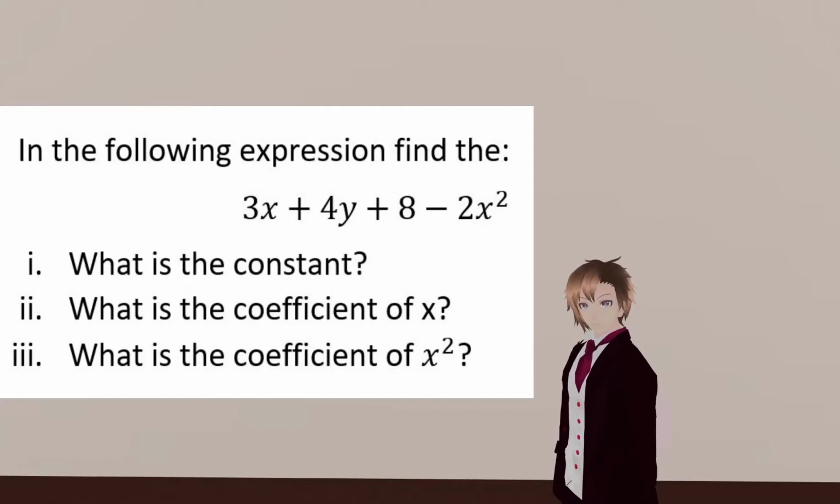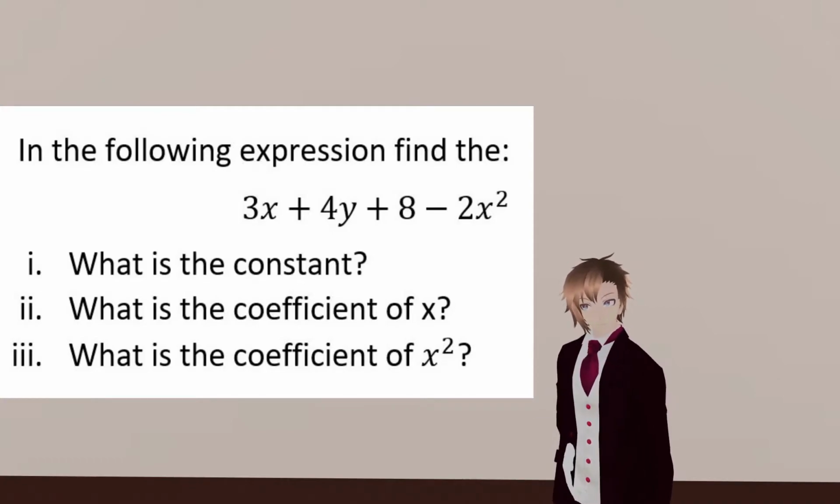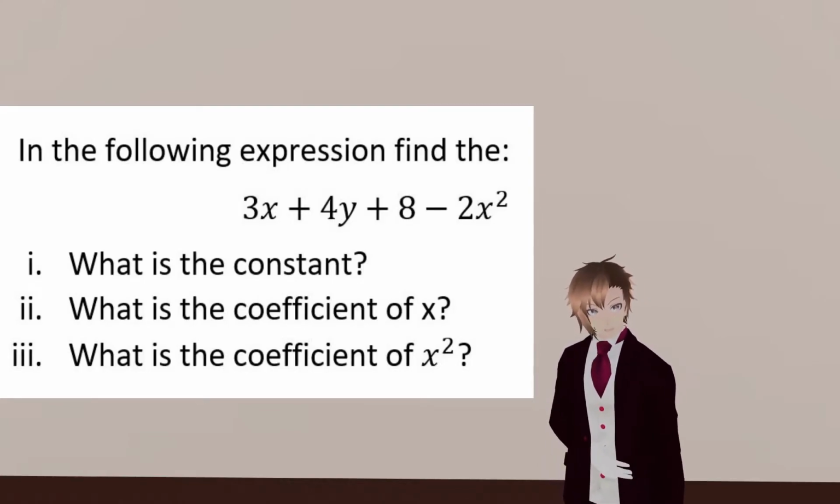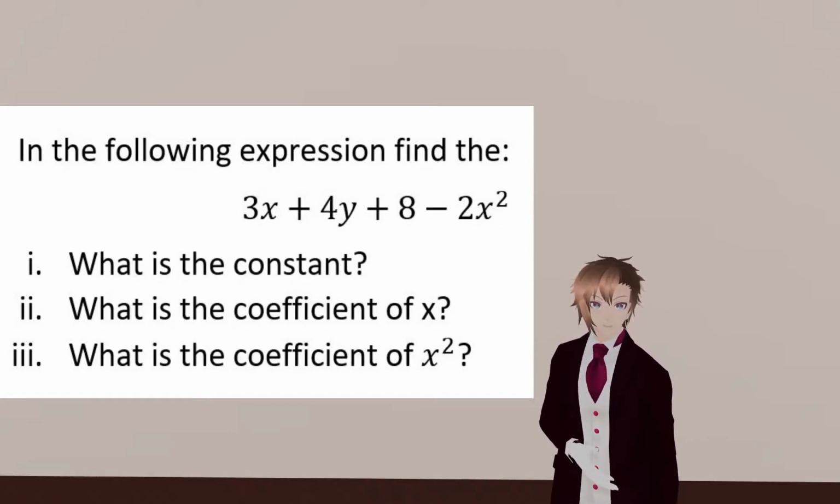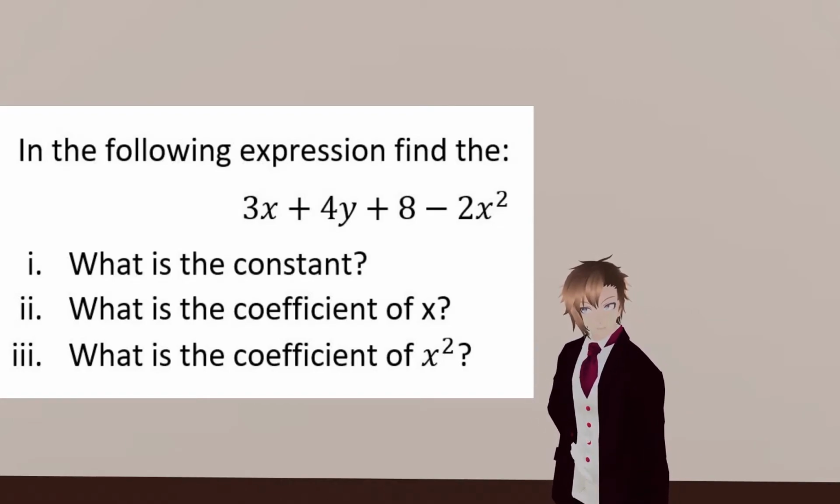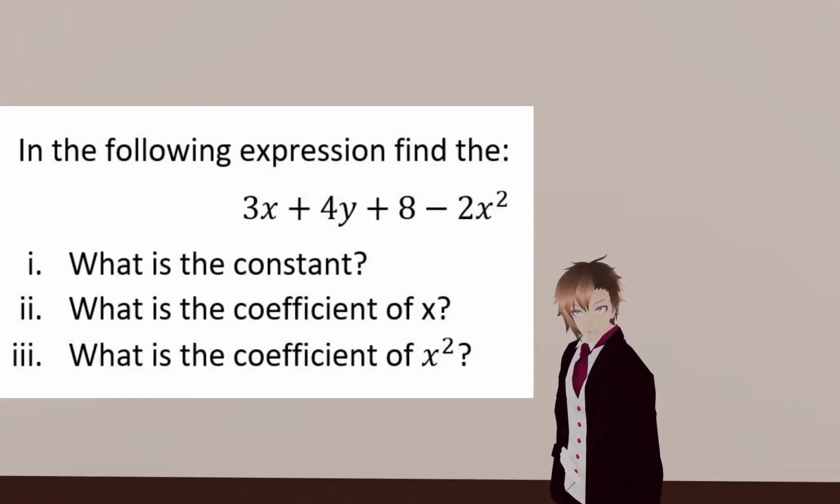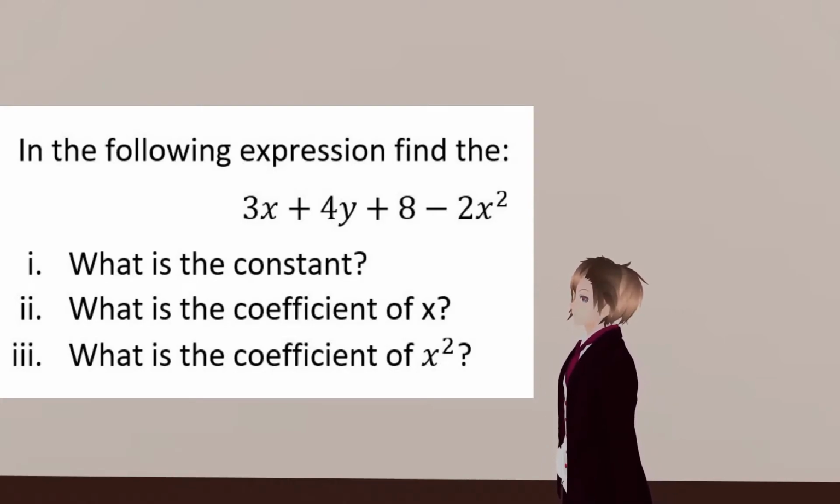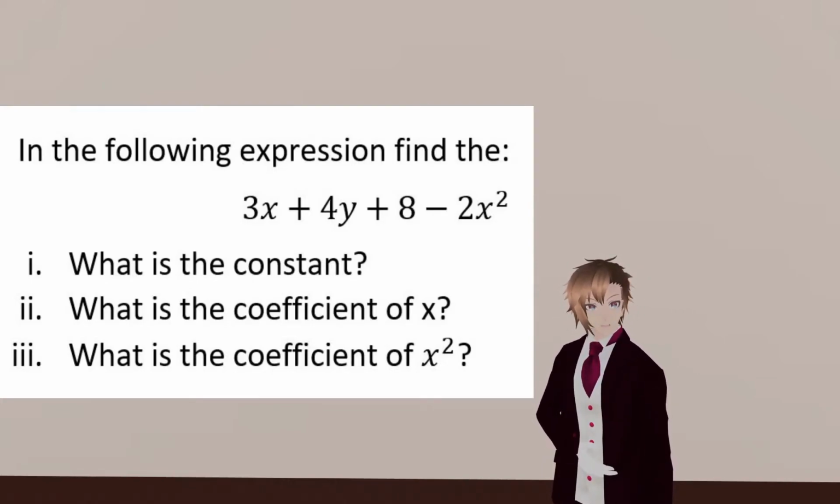Now, what about the coefficient of x? The coefficient of x, not x squared. X and x squared are two different things. So what's the number next to the x? That would be the 3. So what about the number in front of x squared? Well, that would be negative 2. So negative 2 is the coefficient of x squared.